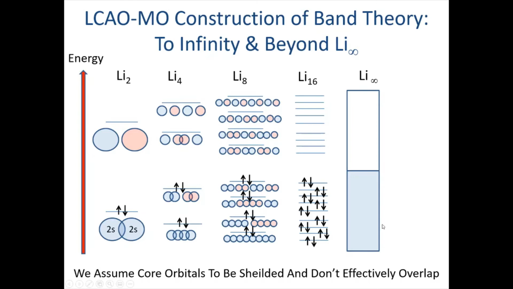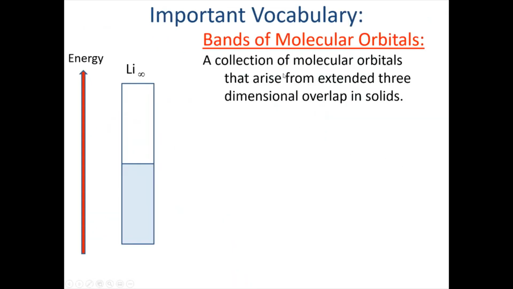And what's interesting about this is we get a bonding set and an anti-bonding set, and in these sets, if we zoom in, the way we defined a band is a collection of molecular orbitals that arise from extended three-dimensional overlap in solids.